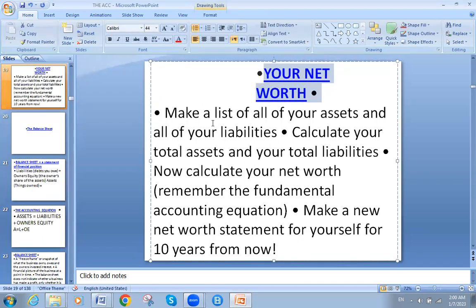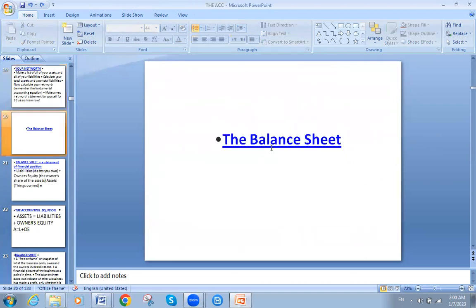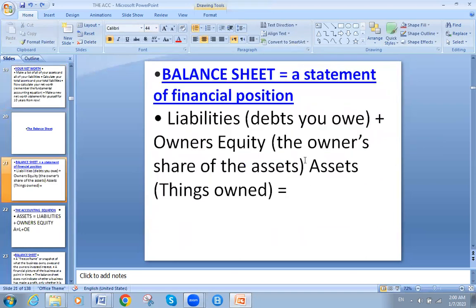So your net worth: make a list of all your assets and your liabilities. Calculate your total assets and your total liabilities. Now calculate your net worth. Make a new net worth statement of your own. What is the balance sheet? Now we'll go on, because the net worth is considered your balance sheet.